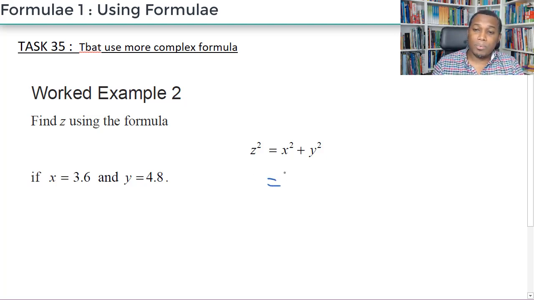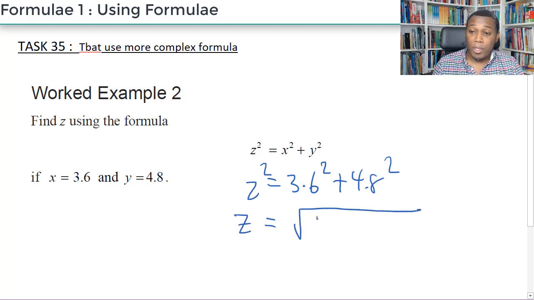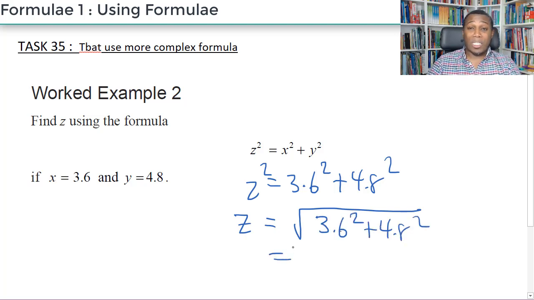z squared. What we'll do, we'll substitute: z squared is equal to 3.6 squared plus 4.8 squared. You can probably work out those individually and add them up, and if you want to do that, that's cool. What I would do is say that's z squared, which means that z, which is what I want to find, is going to be the square root of 3.6 squared plus 4.8 squared. So I'm bundling it all into one and putting that whole calculation into the calculator.